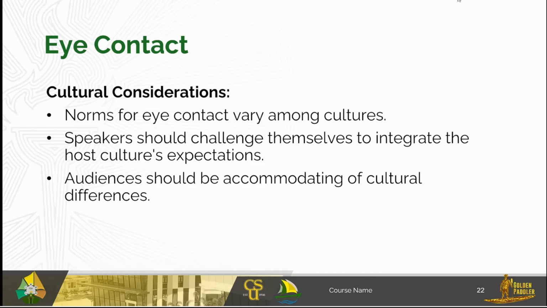In establishing eye contact, there are cultural considerations. Norms for eye contact vary among cultures. Speakers should challenge themselves to integrate the host culture's expectations. And lastly, the audience should be accommodated of cultural differences.